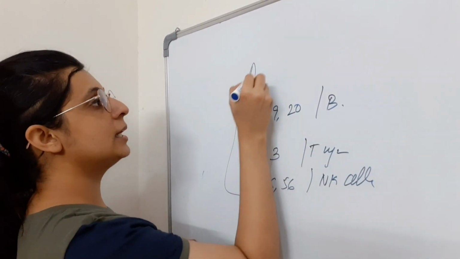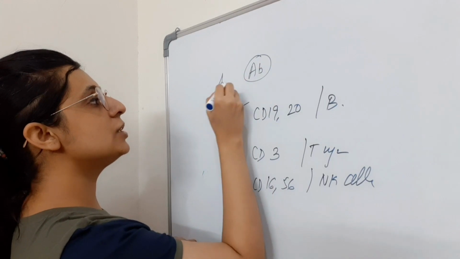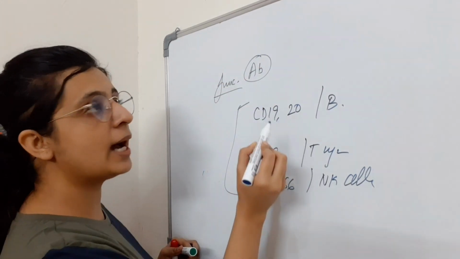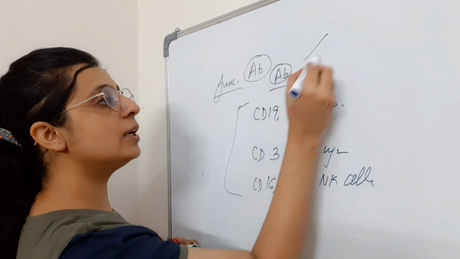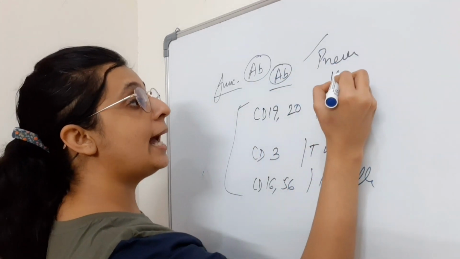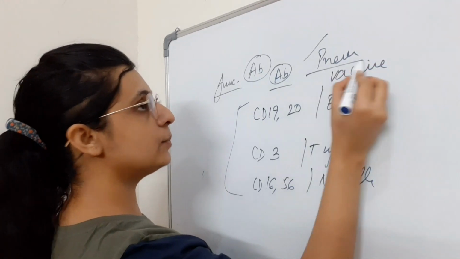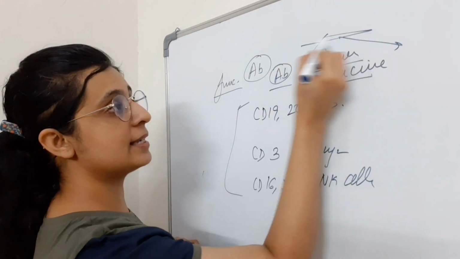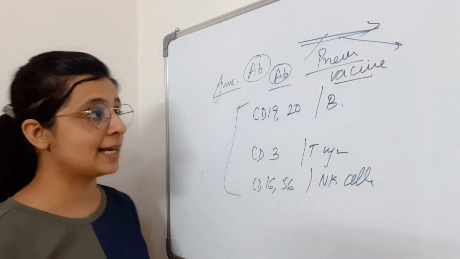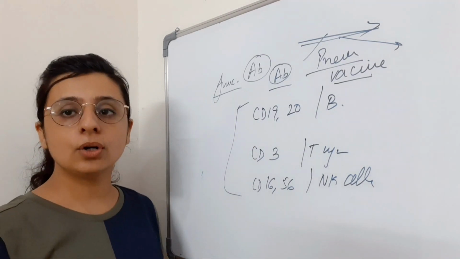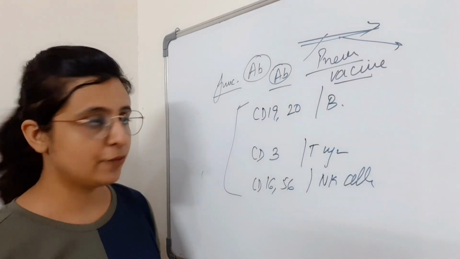Okay, one more thing. In order to detect the functional antibody levels, you can do another test, that is you record the antibody titer before giving pneumococcal vaccine, and then you again record the antibody titers after giving this vaccine, and you see if there is any increase in the levels of antibodies. That is the functional test in order to detect antibody deficiency.